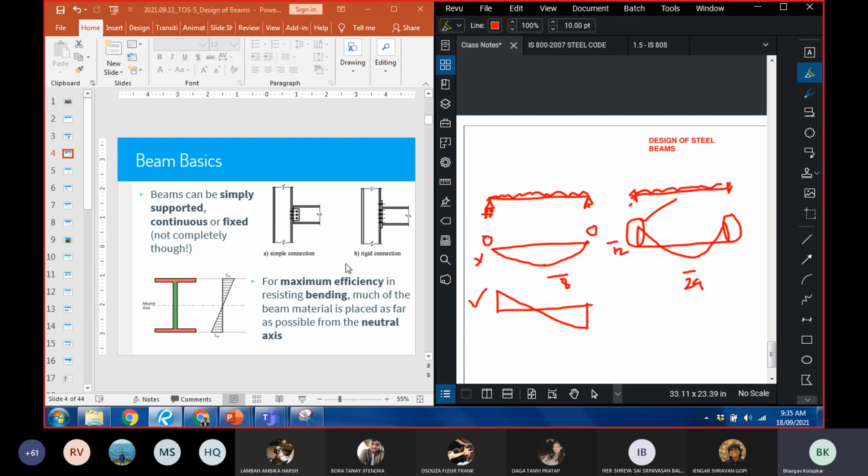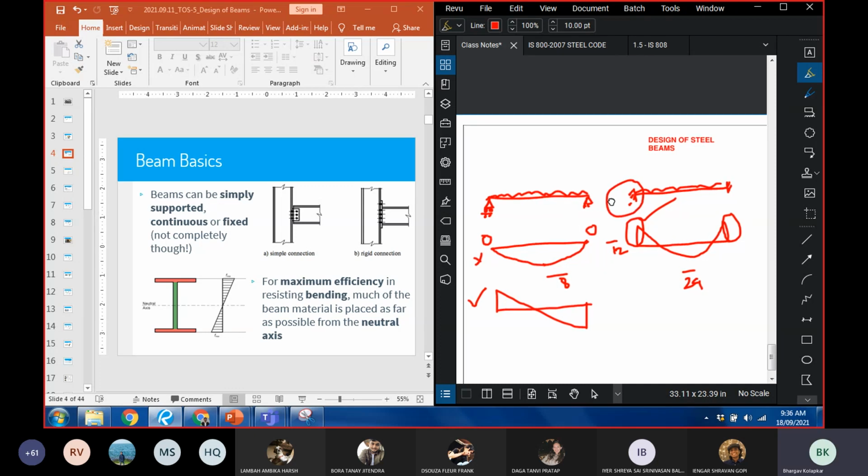I mean, you don't have to know everything about connections right now. We'll look into it when we actually discuss connections. But I just want to give you a glimpse of what a simple support is and what a fixed support is. So such a type of connection is called a fixed connection or a rigid connection. And when you provide such a connection, you can say that the beam has a fixed support.